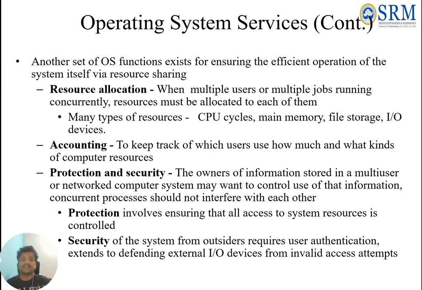Followed by these, we have three other services provided by the OS, starting with resource allocation. Resource allocation applies whenever multiple users or multiple jobs run concurrently: the resources have to be allotted one after another without any overlap in the allocation. During multiple resource allocation, certain metrics and performance factors have to be considered, which are CPU cycles, main memory, file storage, and IO devices.